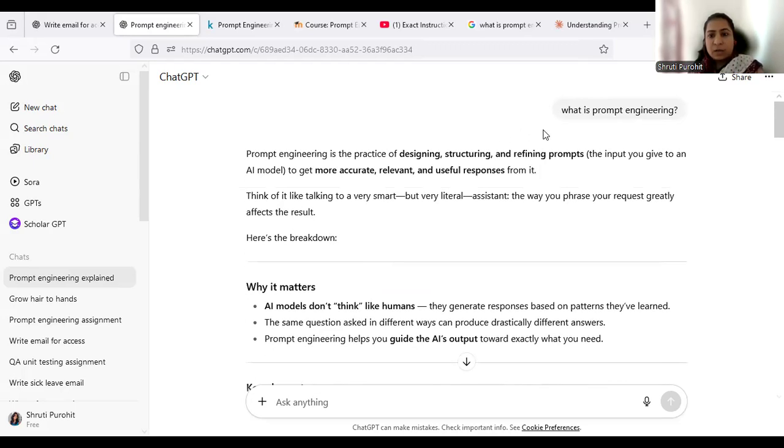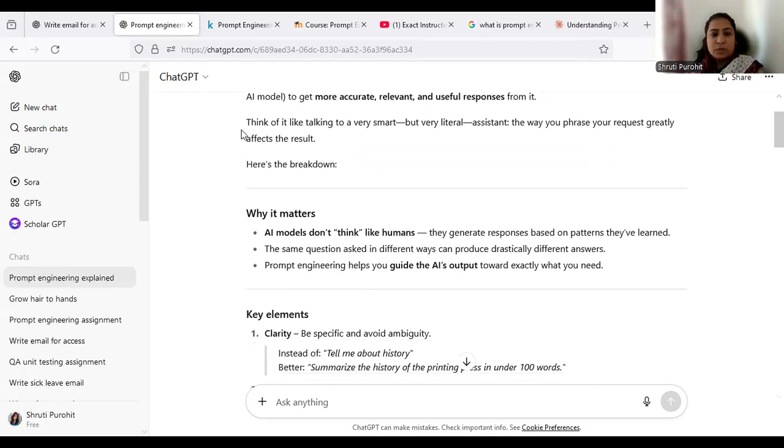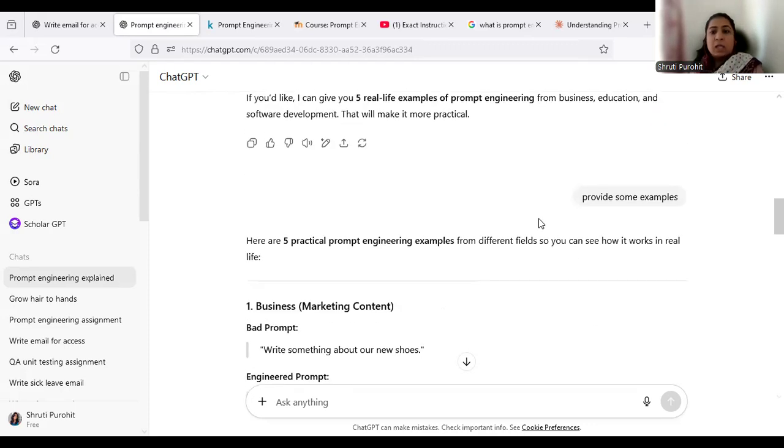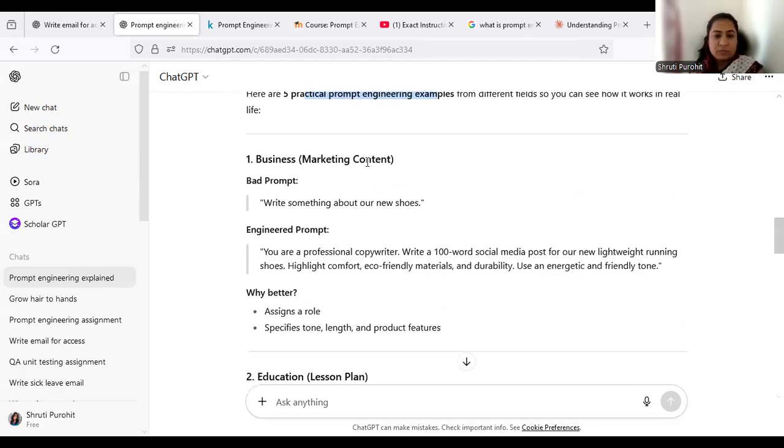Okay. So when I ask what is prompt engineering, ChatGPT gives me this kind of a response. Okay. And one more thing, I have asked it to provide some examples. So 5 practical prompt engineering examples are provided for business marketing content. Okay. Write something about new shoes.